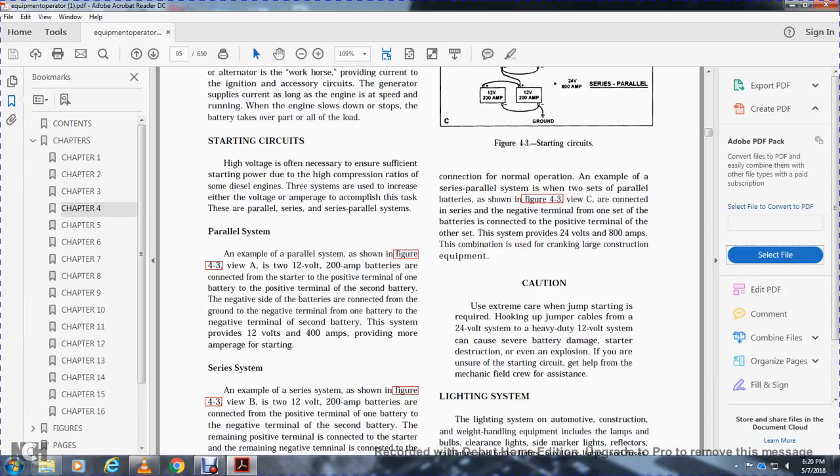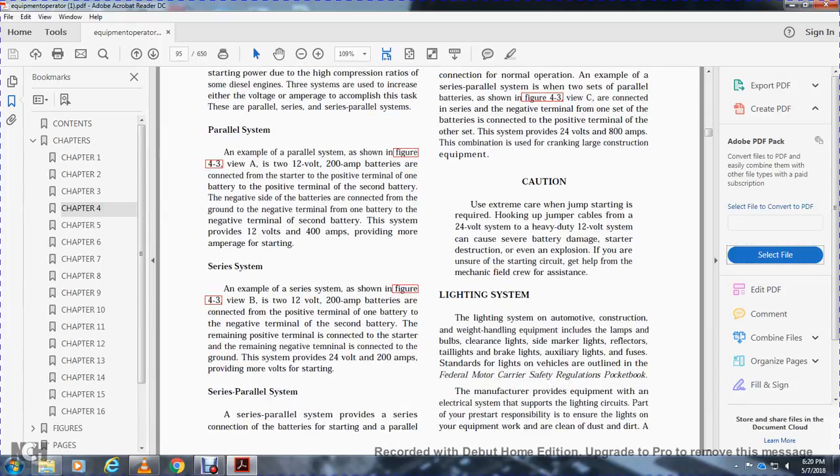An example of the parallel system is figure 4-3, view A, with two 12-volt 200-amp batteries. Connect the positive terminal of one battery to the positive terminal of the second battery. The negative sides of the batteries are connected to ground, the negative terminal of one battery with the negative terminal of the second battery. The system will provide 12 volts, 400 amperes.